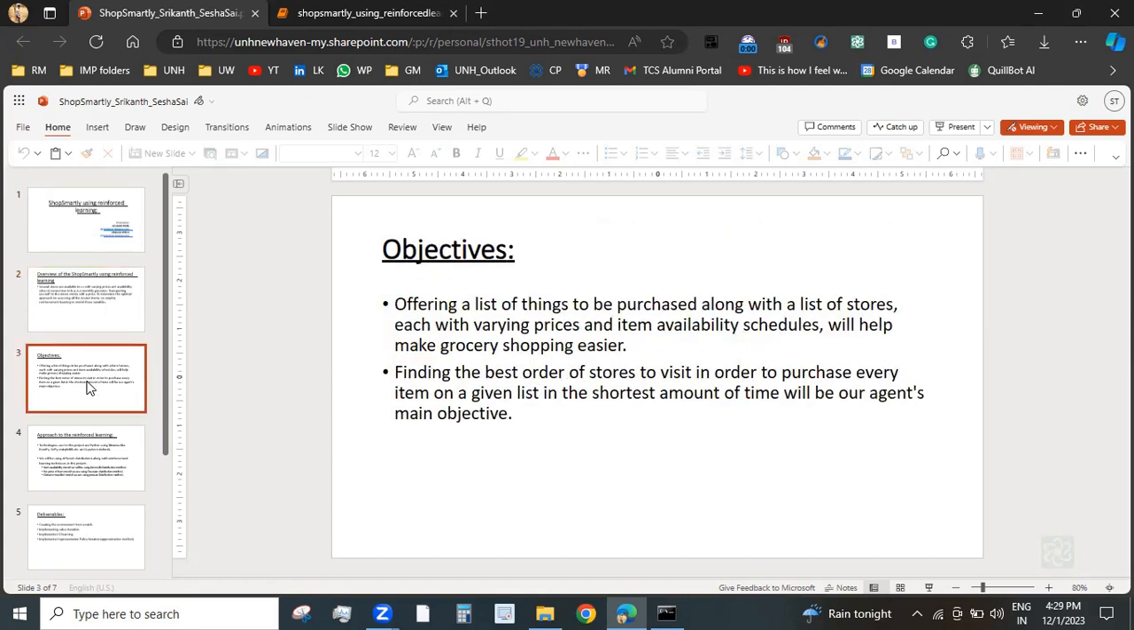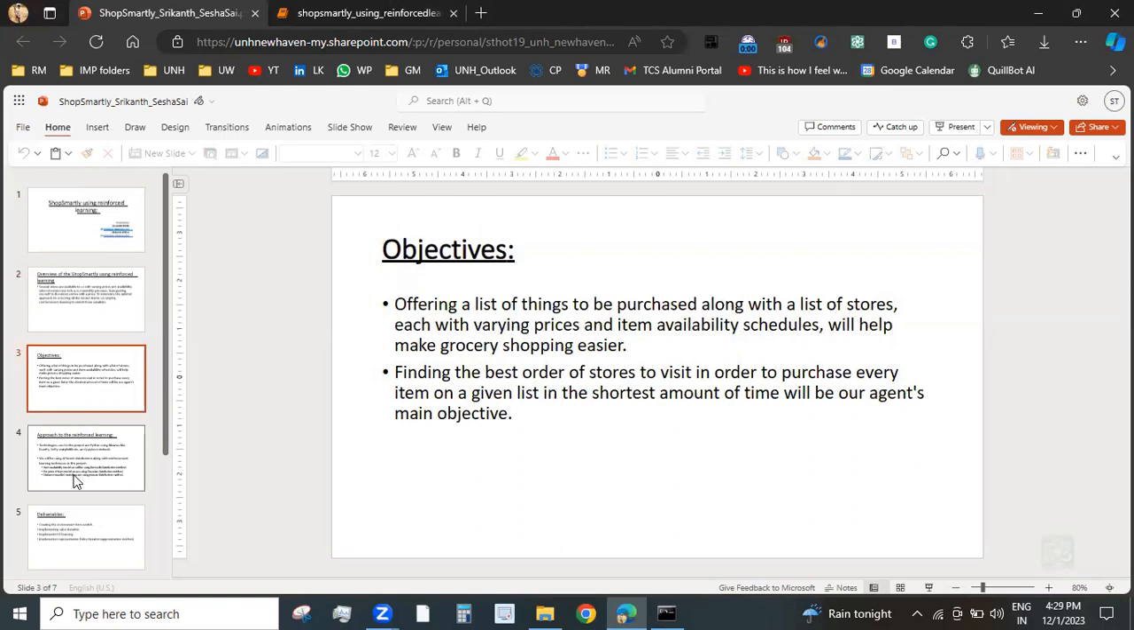Okay, the main objective of this project is offering a list of things to be purchased along with the list of stores, each with varying prices and item availability schedules. This will help make grocery shopping easier by finding the best order of stores to visit in order to purchase every item on a given list in the shortest amount of time.